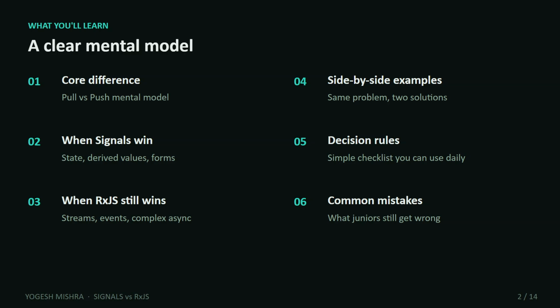Here's what we are going to cover today. First, we will understand the core difference between signals and RxJS, which is basically pull versus push. Then I'll show you the situations where signals clearly win. After that, we will look at the cases where RxJS is still the better tool. We'll also go through side-by-side examples, a simple decision checklist you can use every day, and the common mistakes that people still make. By the end of this video, you will have a clear mental model for choosing the right tool.